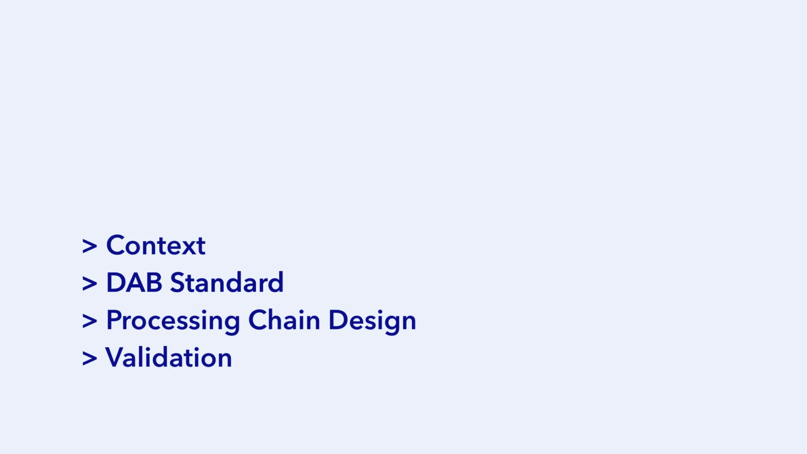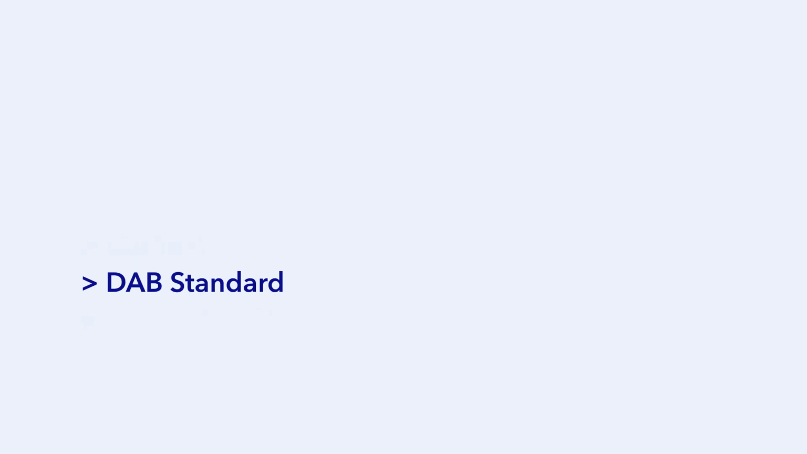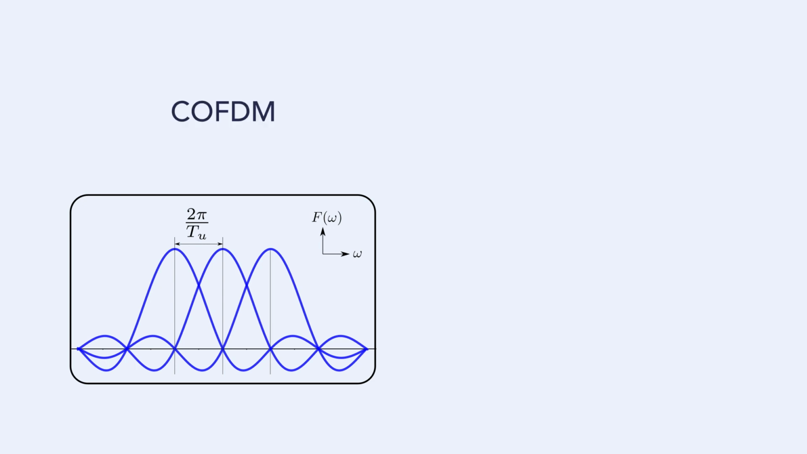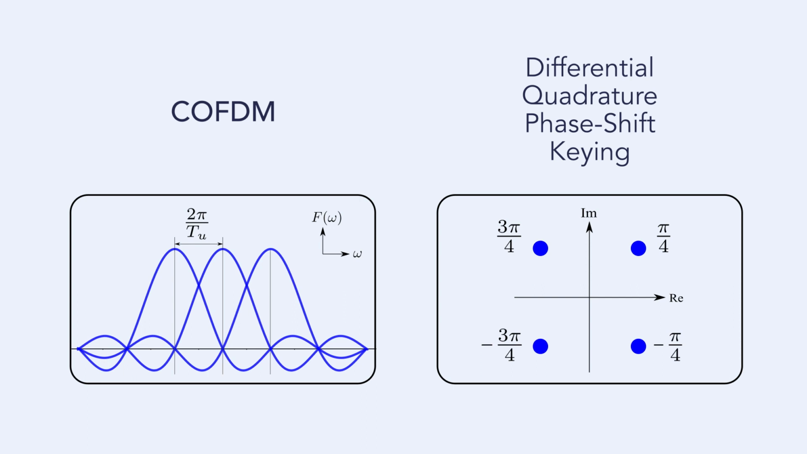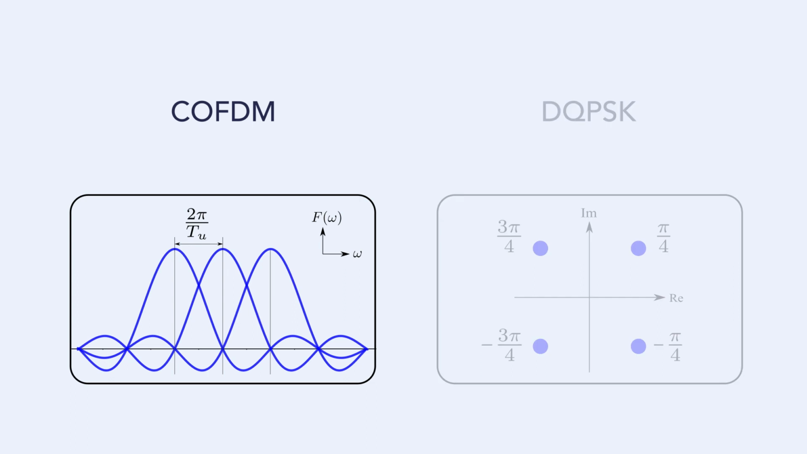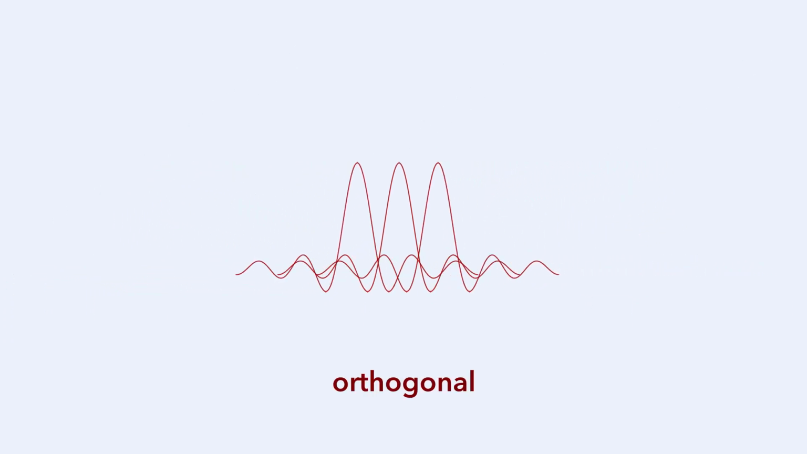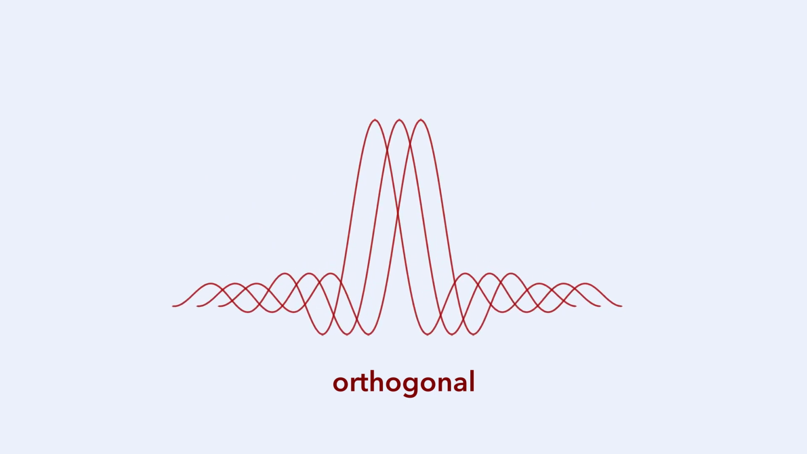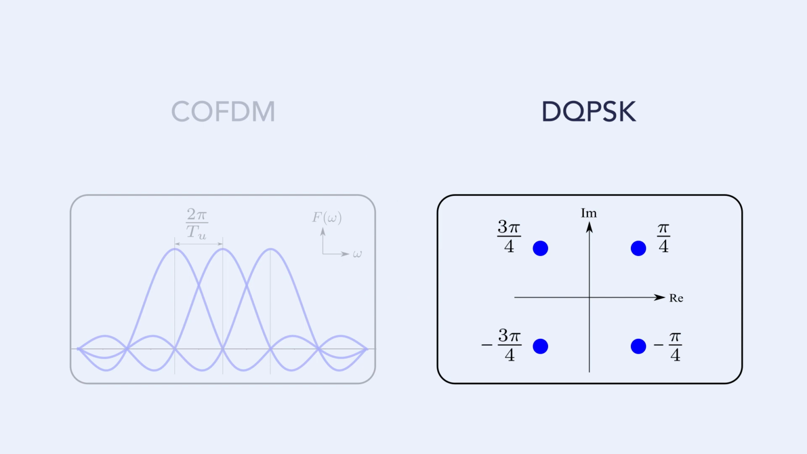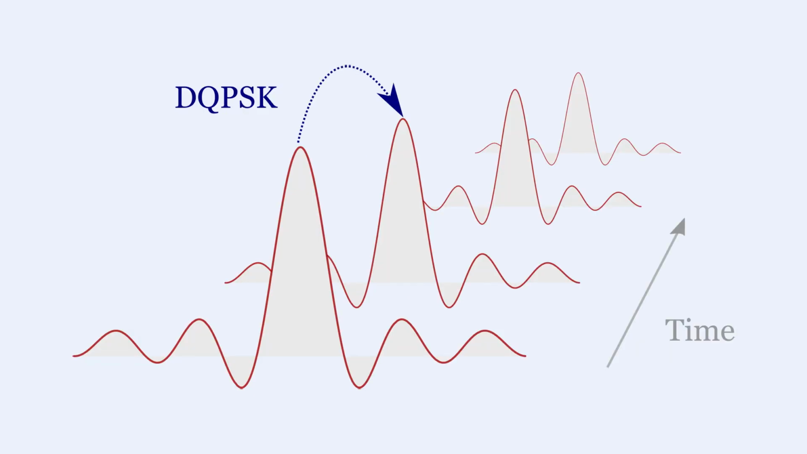The DAB standard is built upon two core concepts: coded orthogonal frequency division multiplexing, or COFDM, and differential quadrature phase shift keying, or DQPSK. Essentially, COFDM multiplexes multiple bit streams onto independent subcarriers. These subcarriers are chosen to be orthogonal over the integration period, which means that they can be spaced very closely together in frequency without inter-carrier interference. DQPSK is the means of modulating these subcarrier waves.